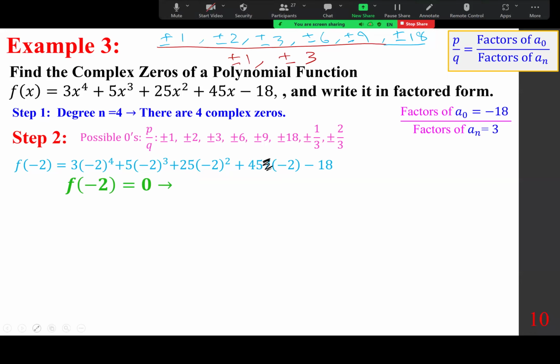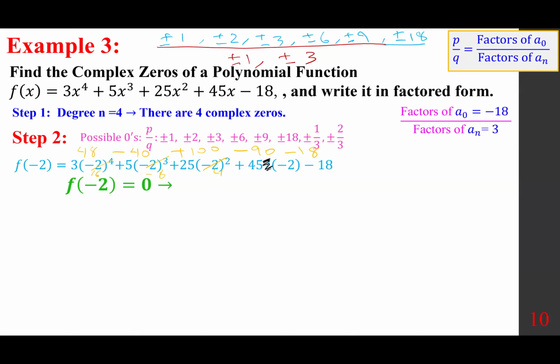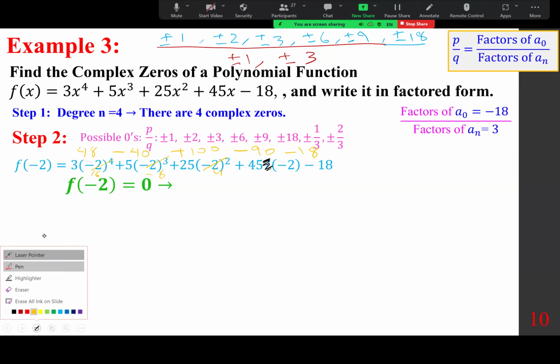I mean, just in case, a couple of them: this is 16, 48, minus 8, minus 40, positive 4, 100, minus 90, minus 18, and you get 0. Okay. What does it mean? We got one of the factors, x plus 2. We are going to divide this by x plus 2.